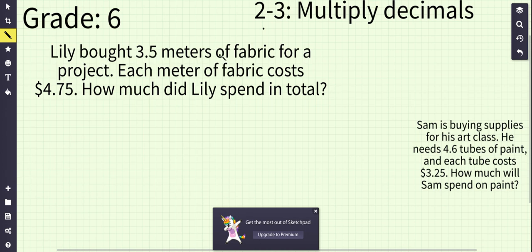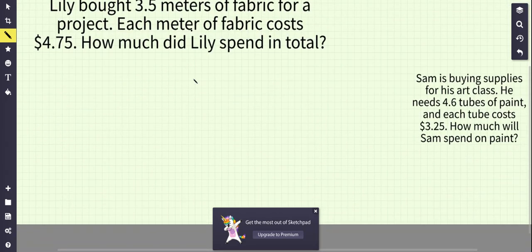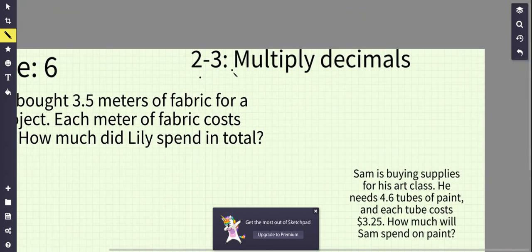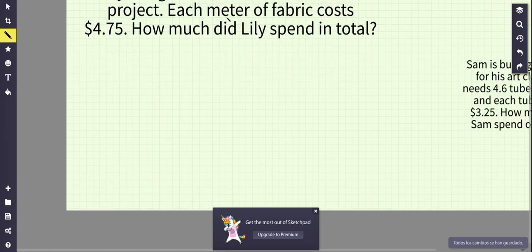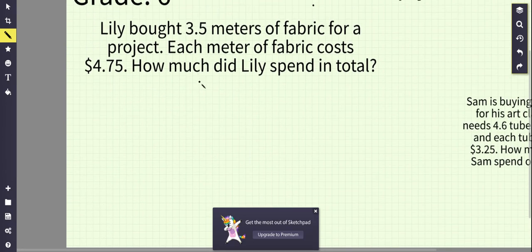Lily bought 3.5 meters of fabric for a project. Each meter of fabric costs $4.75. How much did Lily spend in total? So we have to first look at the lesson name. We're multiplying decimals. So we have to multiply the amount of meters by the amount of money it costs per meter. In this case, it's 3.5 times 4.75.